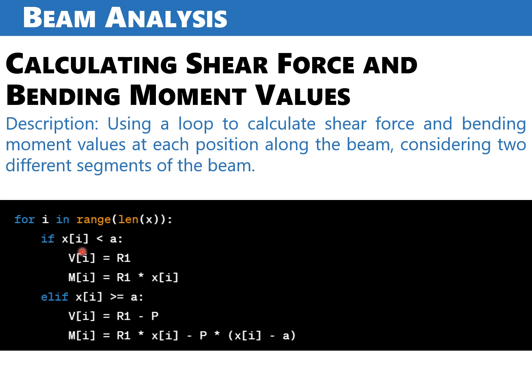So if xi is less than a, where a is the point where the point load is acting, the shear force value will be directly equal to the reaction, while the bending moment value will be equal to the reaction multiplied by xi, the distance. Similarly, if the value of xi goes beyond a, then the shear force value will be equal to the reaction on the left hand support minus the load acting, or R2. You can write these values either in terms of R1 or R2.